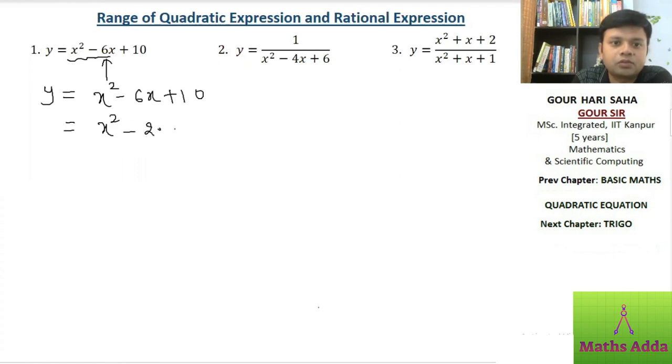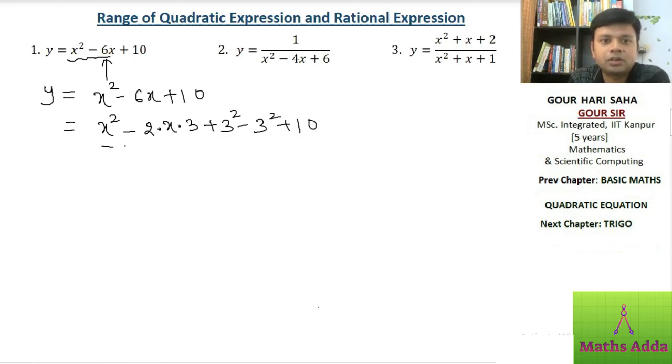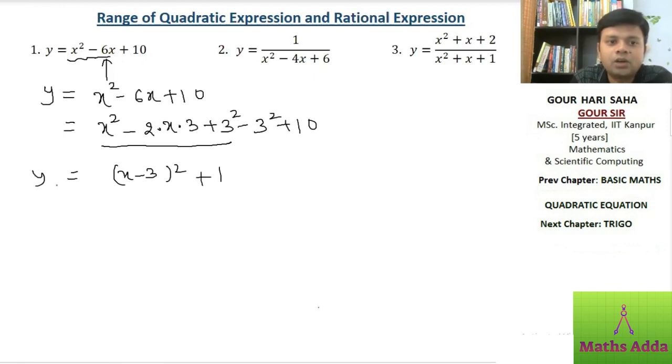a square minus 2ab, b is 3, so 3 square, then minus 3 square plus 10. These three terms together become perfect square, that is x minus 3 whole square, and then it is minus 9 plus 10, that is 1. Now I can see as you change x, this will be changing. So what will be minimum value of x minus 3 whole square? Perfect square term, minimum it can be 0, right? And when you keep on changing x, like if you increase x to 10, 20, 1000, billion, then this term is going to be reaching towards infinity. So minimum value it will be 0 and maximum will be infinity.